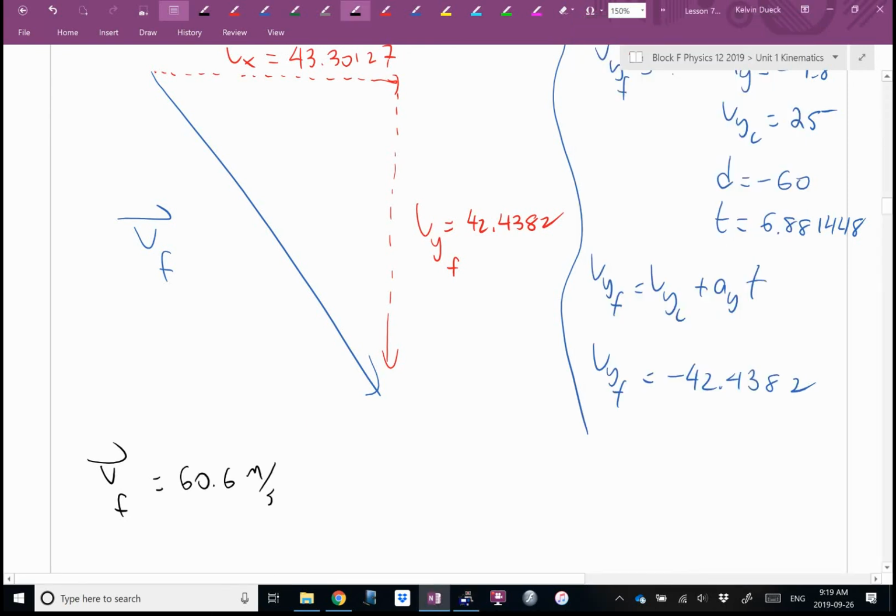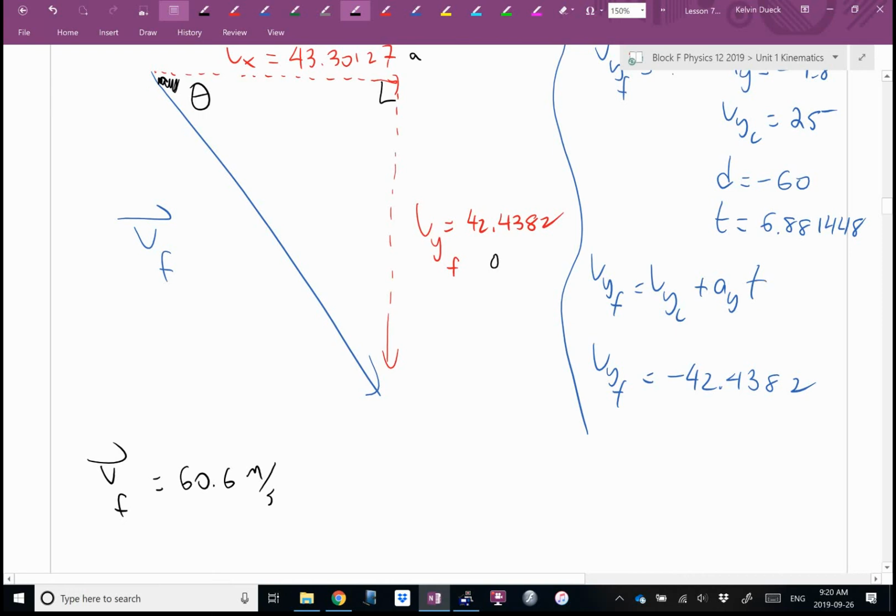But all vectors have magnitude and direction. Where's theta going to go? Top left or bottom right? Where the vector is coming from. Which trig function to find theta? I think I would probably go with opposite and adjacent. I think I would go with tangent.